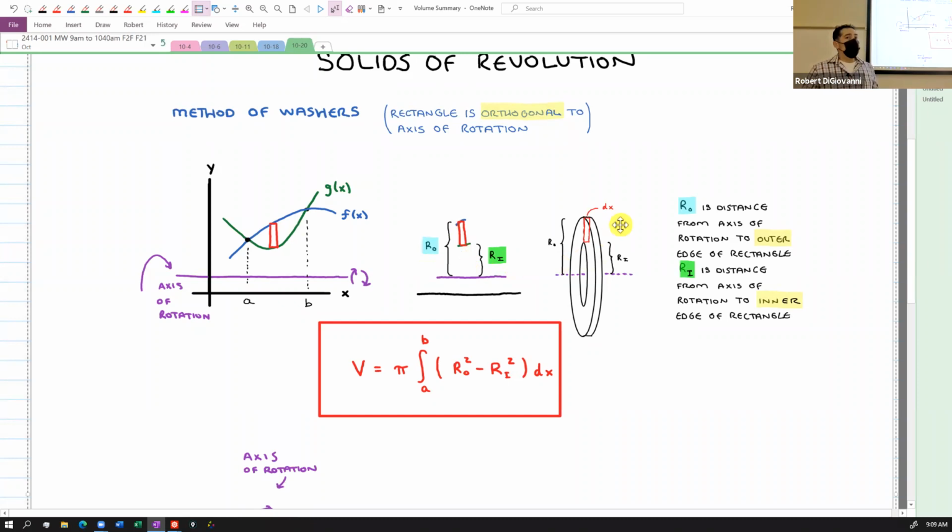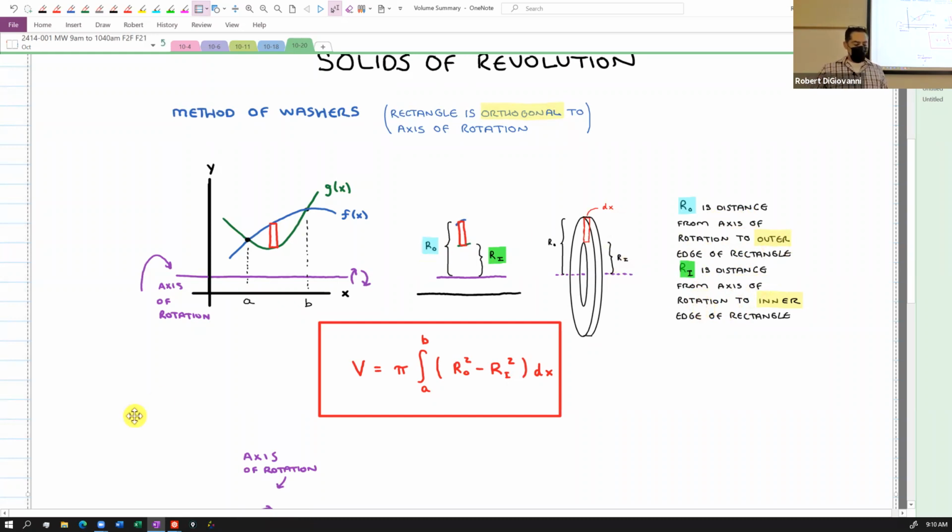Those two are always, and this is what you were asking yesterday or the other day, Bree, what is the outside radius? And I said, the outside radius is the distance from the axis of rotation to the outer edge of the rectangle. The inner radius is the distance from the axis of rotation to the inner edge of the rectangle.